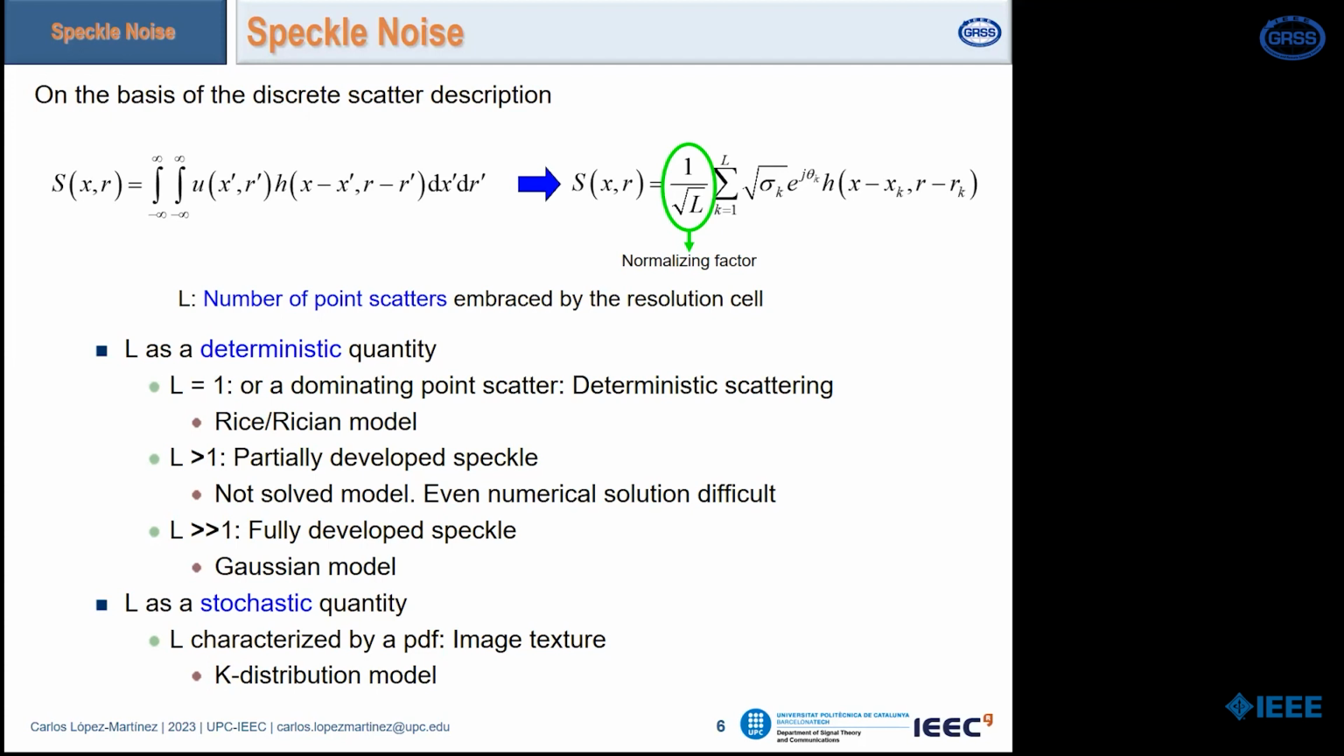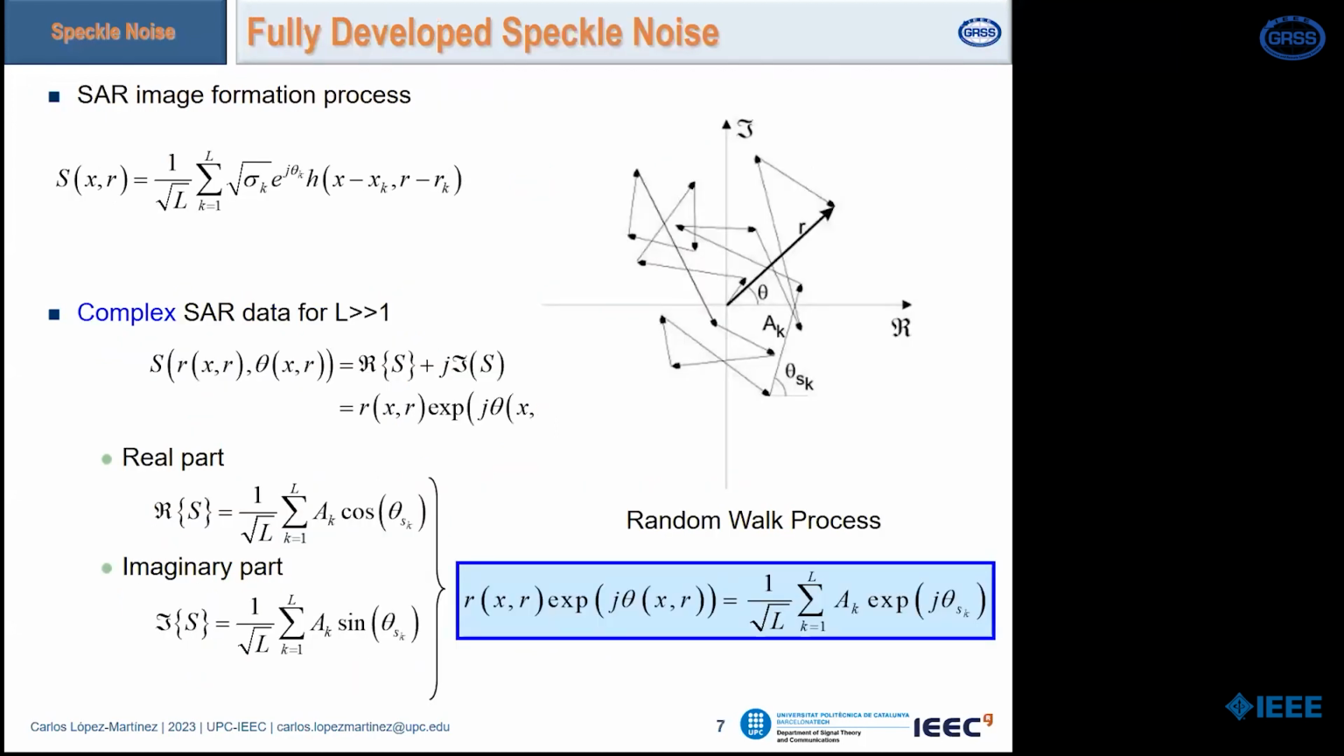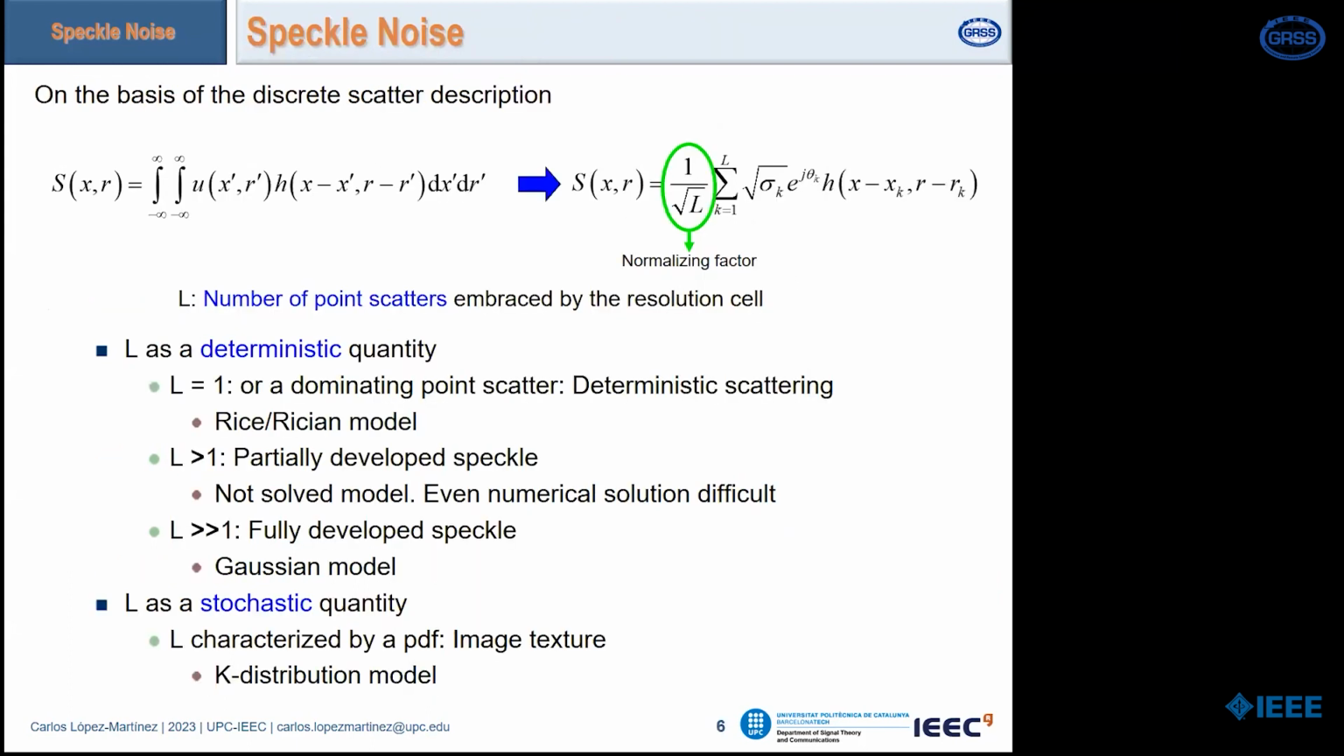L can also be stochastic, it can have a distribution. I won't enter into this case in this presentation, but that is when we have texture. So this is the way to analyze speckle noise. Let's go on to analyze this. Remember, partially developed speckle is not solved analytically, but fully developed speckle is a Gaussian model. I will come to that later. You will see, it's a constructive process.